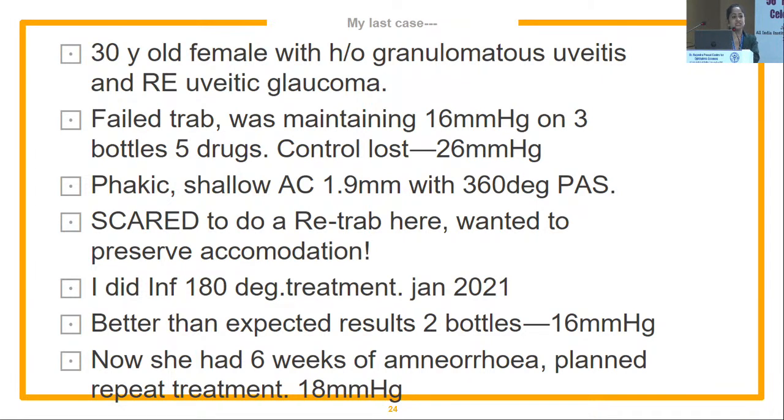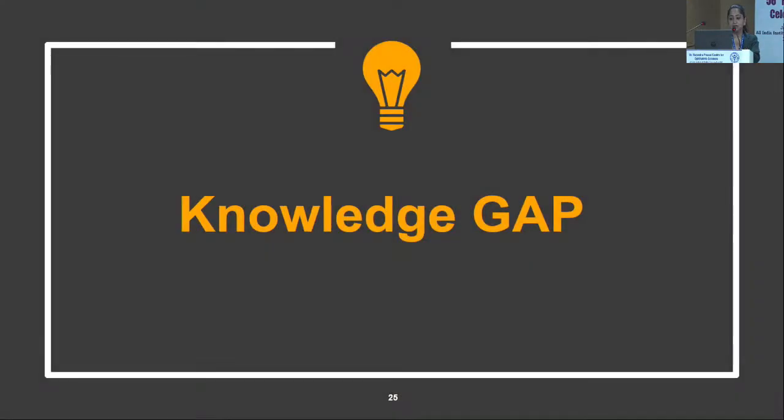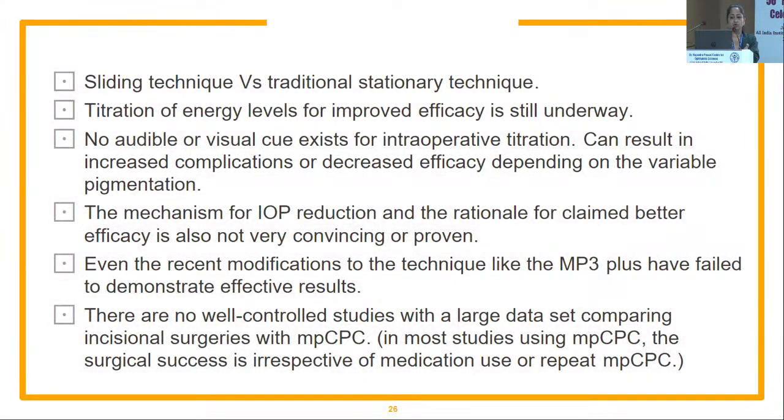Now again, the patient has 6 weeks of amenorrhea. She has conceived, and I planned a retreatment for her, and currently she is drug-free and maintaining 18 millimeters of mercury. There's a small knowledge gap. We still don't know whether the sliding technique is better versus the traditional stationary technique. Titration of energy level still needs to be figured out. There is no audible or visual cue, and it can result in increased complications. The mechanism for IOP reduction and the rationale claimed for better efficacy is also not very convincing. So there is a lack of data about this technique.